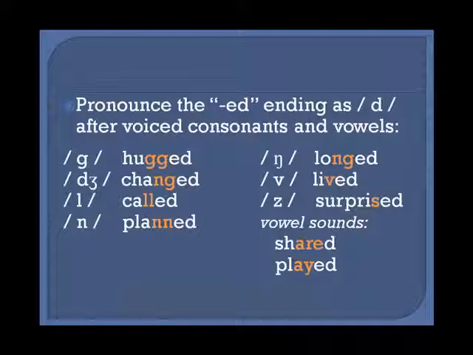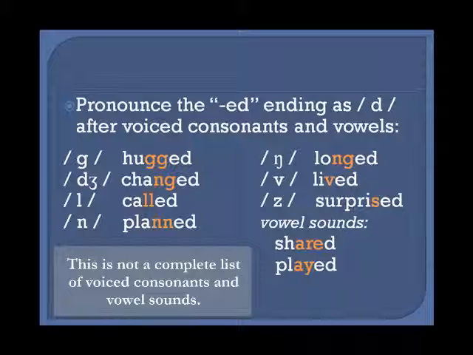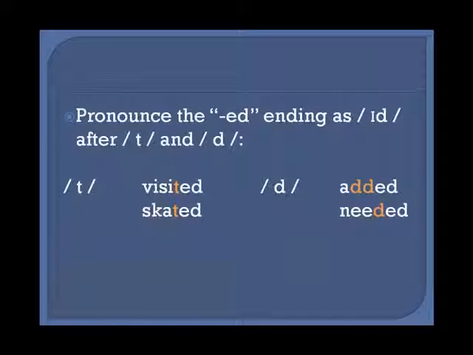Pronounce the ed ending as d after voiced consonants and vowels. The following are voiced consonants: g, hugged; j, changed; l, called; n, planned; ng, longed; v, lived; z, surprised. The following are vowel sounds followed by the ed ending: shared, played. Again, this list is not complete. These are only examples of voiced consonants and vowels followed by the ed ending.